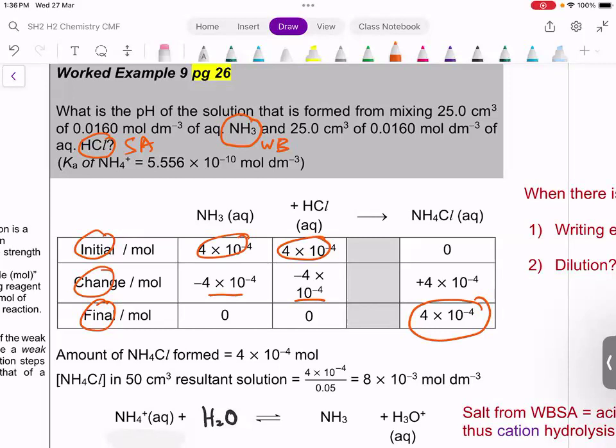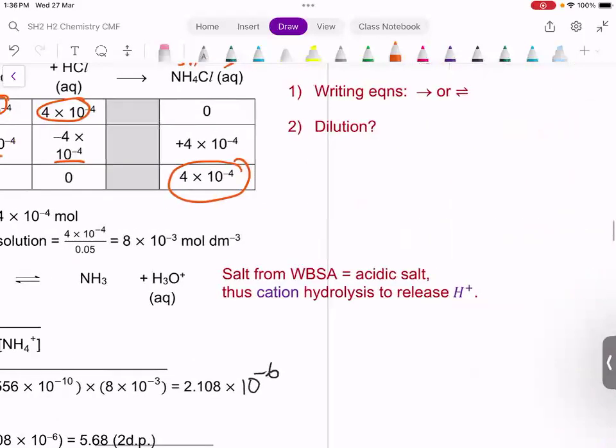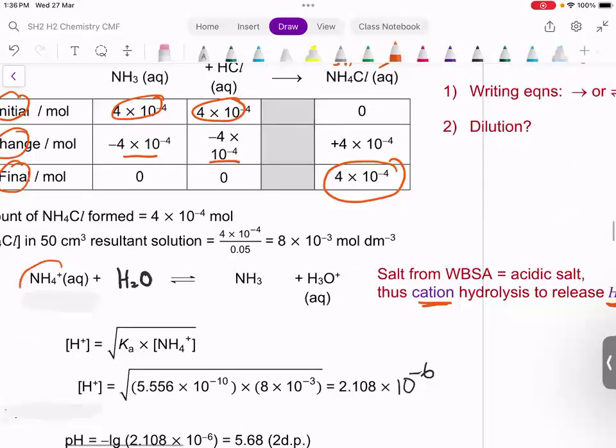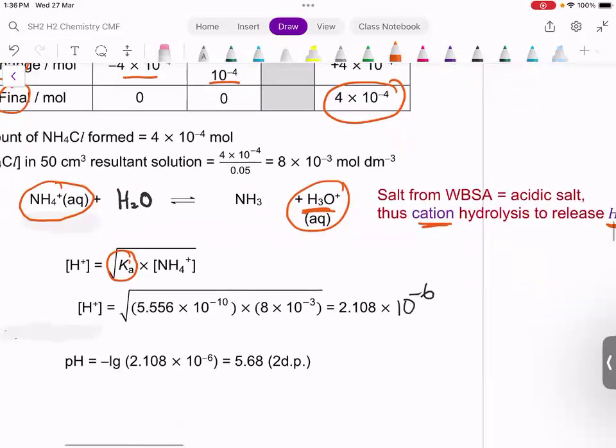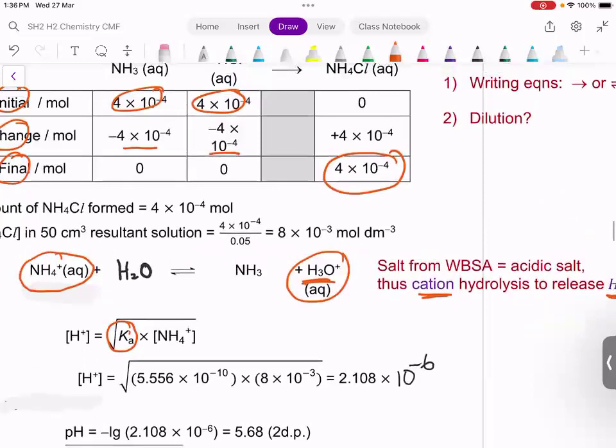Knowing that this salt comes from a strong acid and weak base, it will give rise to an acidic salt. Acidic salt means it will release H+, so it will undergo cation hydrolysis. That is exactly what's happening here. Your cation transfers the H+ to your water, resulting in the release of H+. Because it's H+, it is measured by Ka, then you do the calculation. This is what this example is about.